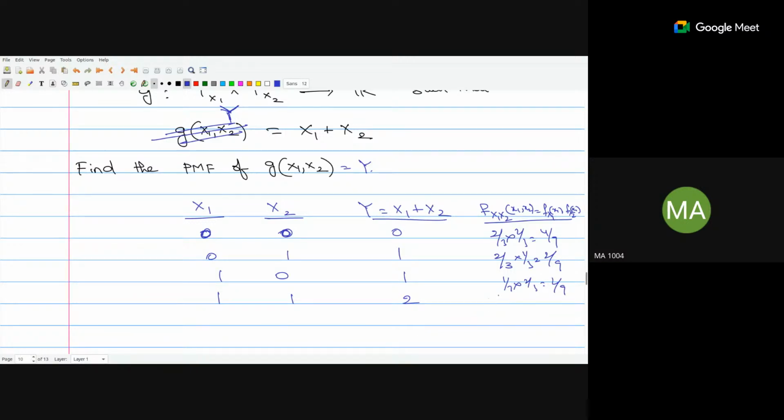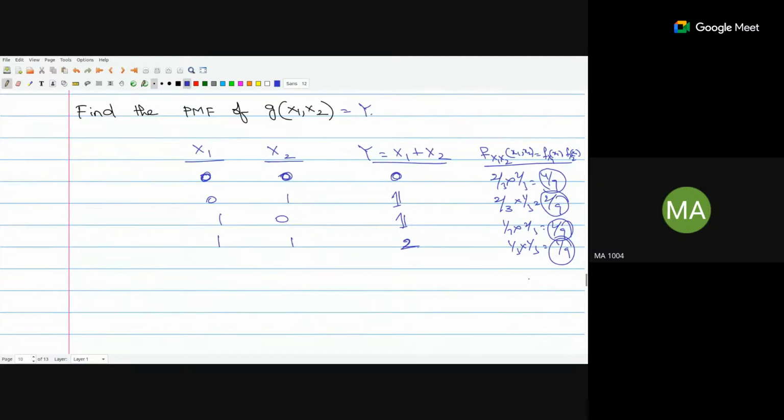And for the last case, x1 takes 1 is 1 by 3 and x2 takes 1 is 1 by 3. You just take the product of it, it will be 1 by 9. So these are the probabilities that y takes 0, 1, 2. So first of all, write down the range in order to compute the PMF. You write down the range first. So this Ty is actually equal to 0, 1 and 2.